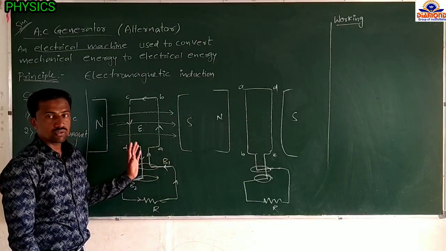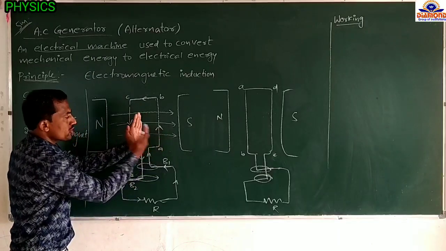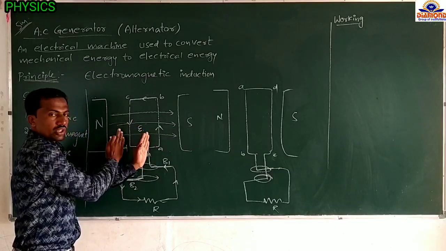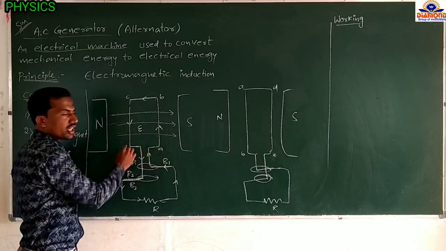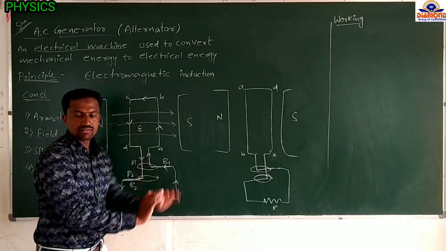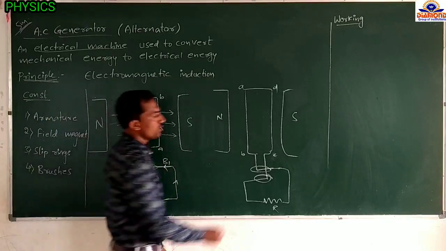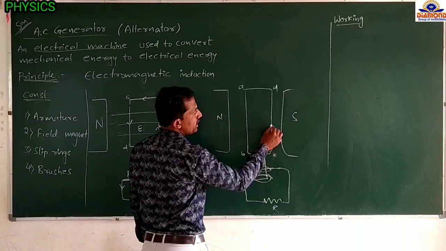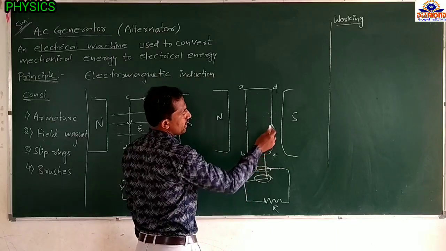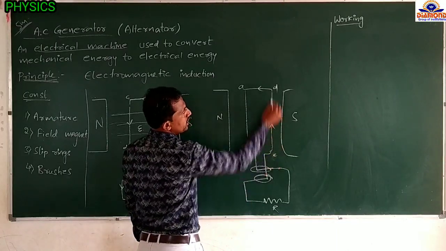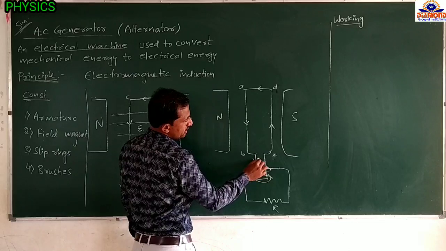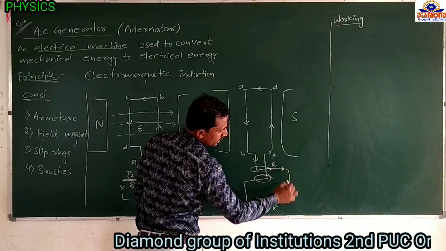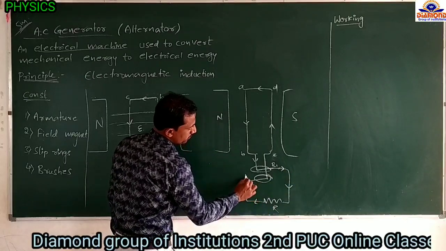After half rotation, the coil rotates and comes here. Then AD goes down, and B and C come up. Current is flowing in the internal circuit, and its direction is B, C, B, A. Then in the external circuit, its direction is from B1 to B2.